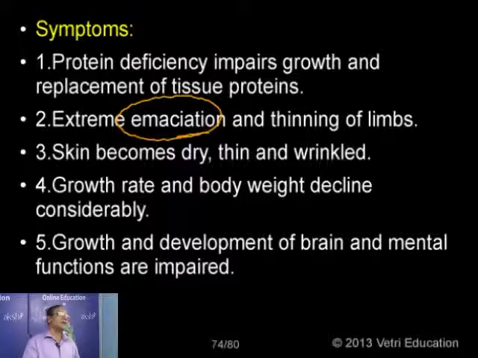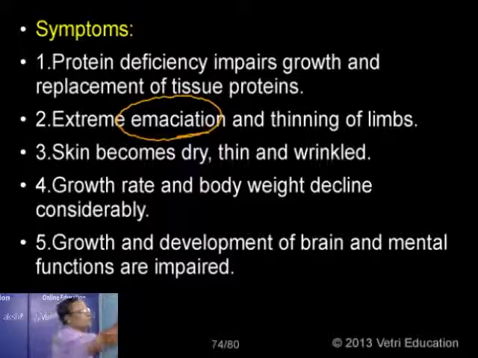Then as the growth rate has declined, what will happen? The body weight is also lost. Decrease in body weight considerably because of the loss of growth rate. Whenever the growth rate is affected, it not only affects the physical structure but also the mental development. It also affects the growth and development of the brain, and the mental functions are affected. So the child is somewhat mentally retarded. So these are some of the symptoms.